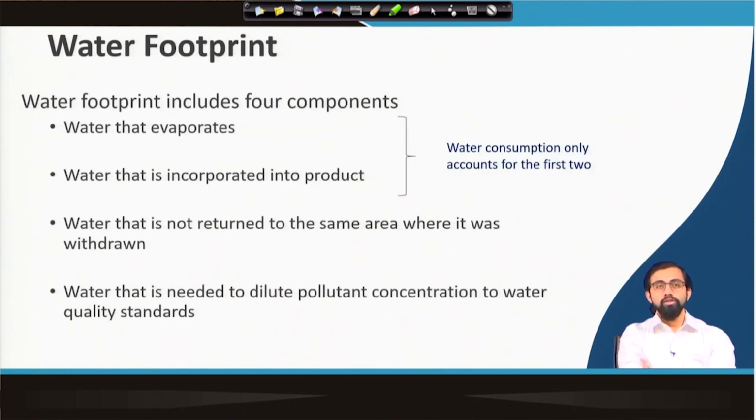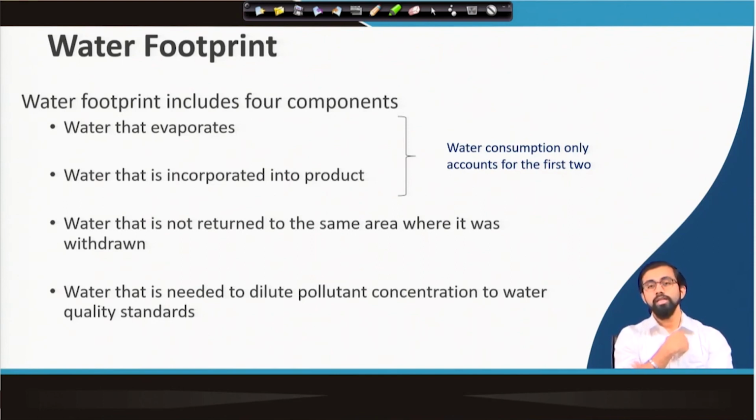When we go for the water footprint analysis, it generally includes 4 components. First, water that evaporates; second, water that is incorporated into the product; third, water that is not returned to the same area where it was withdrawn; and fourth, the water that is needed to dilute the pollutant concentration to maintain the water quality standards given by the local authority.